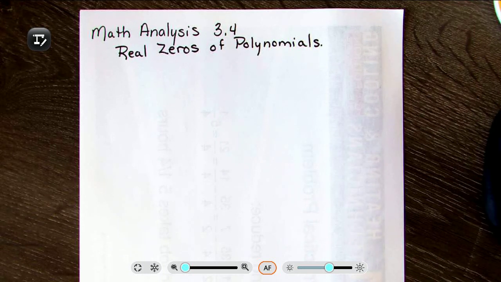Hi everyone, this is section 3.4, the real zeros of polynomials, and in this section we are going to attempt to find the real zeros of polynomials, so all of them. And to do that, there's going to be a few things I want to make note of. First of all, some theorems, some identities, some truths, some random information first in this first video.